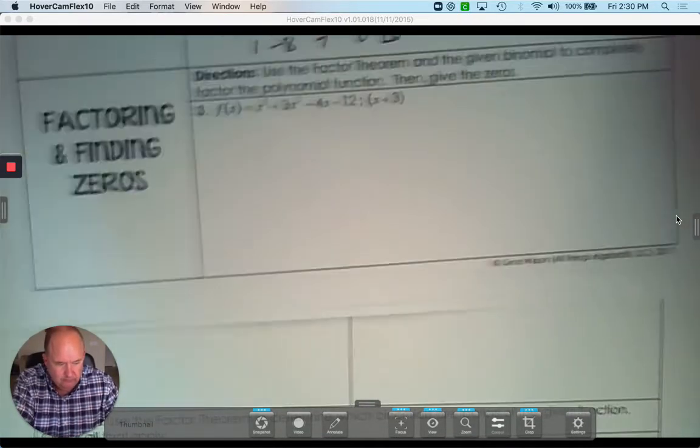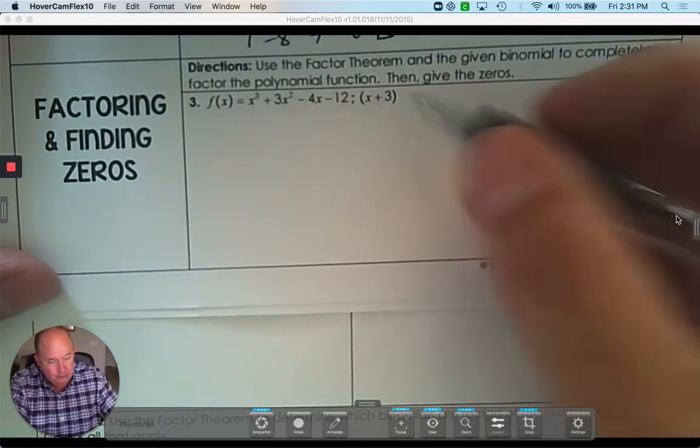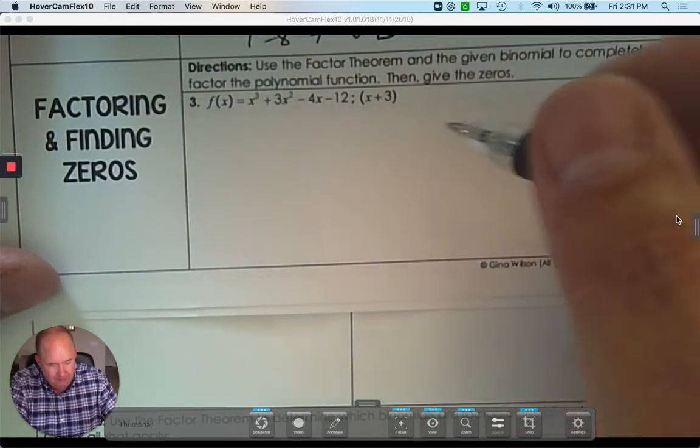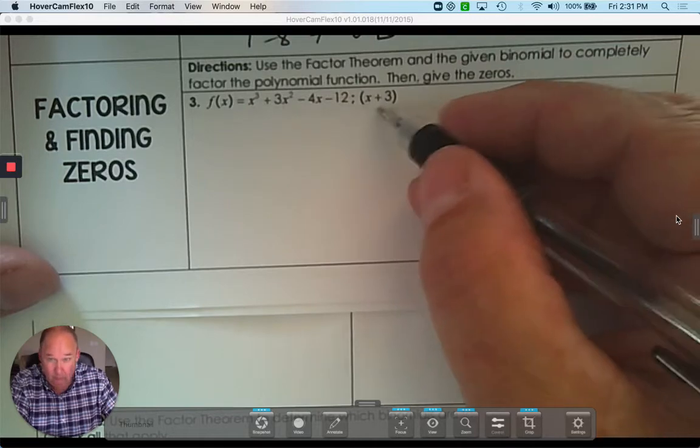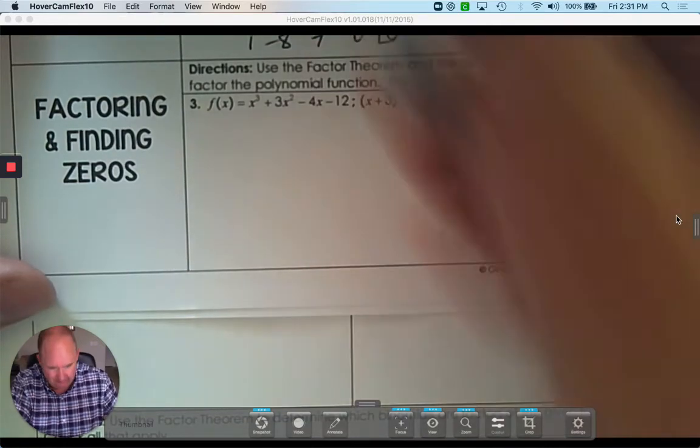Using the factor theorem and the given binomial to completely factor the polynomial. So now the goal is to not just see if it's a factor. In fact, you're told it's a factor. But could you use that fact to factor the whole trinomial? So let's try that together.